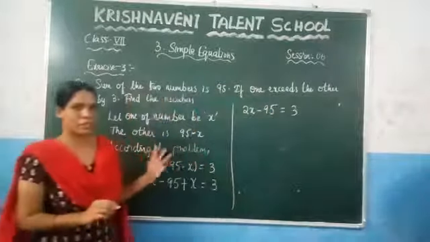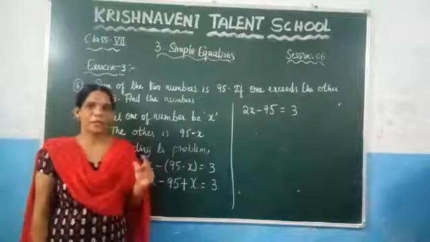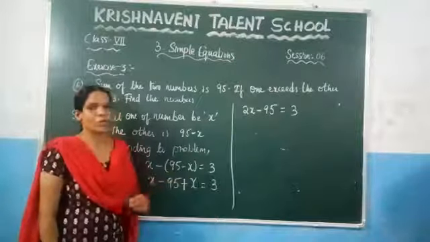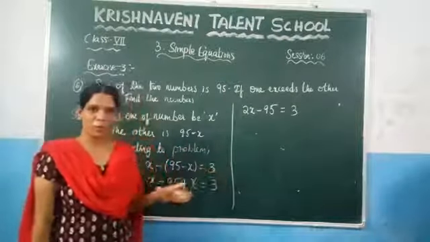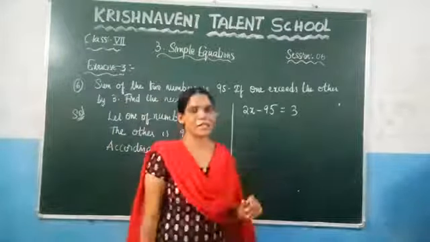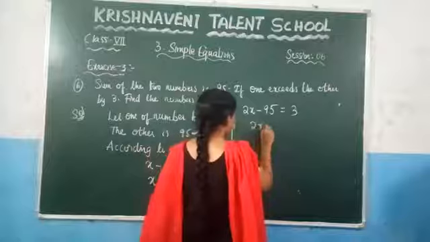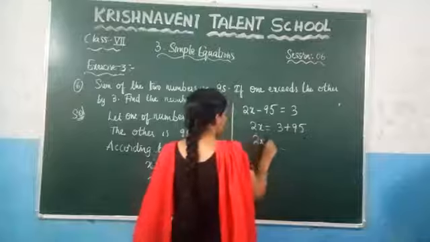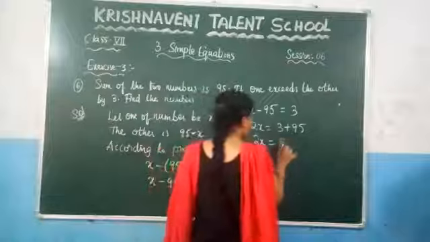Just before the exercises we discussed that you can solve this simple equation by 3 methods, which are the trial and error method, the transposition method, and the method without transposition. But I am solving every problem with the help of the transposition method. So here, if you take this minus 95 to the right hand side, what will it become? It will become plus 95. So write it here, 2x is equal to 3 plus 95. Now, what is the value of 95 plus 3? Which gives you 98. So write it here 98.